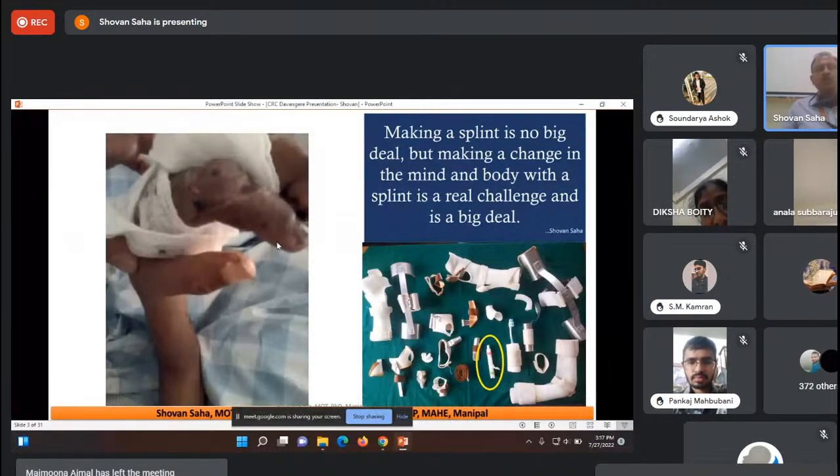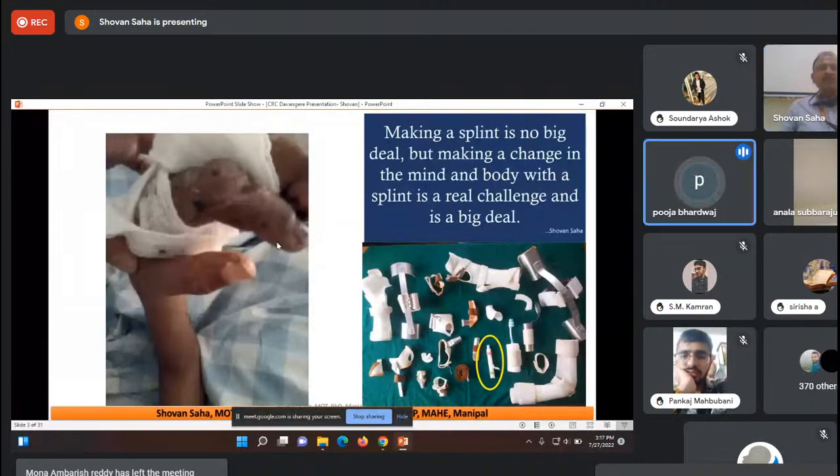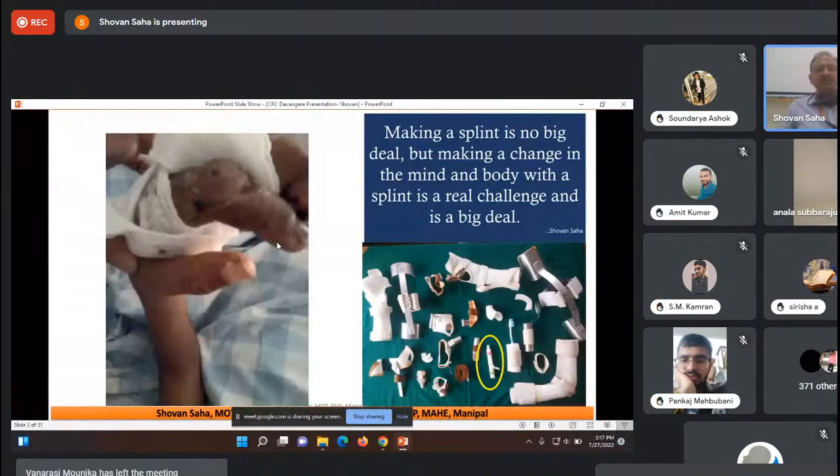I should be able to open my car door and my office cabin door. I should be able to do cadaveric dissections. And I should be able to write on the blackboard. So these three things. The goal was set. The individual presented the goal to us.